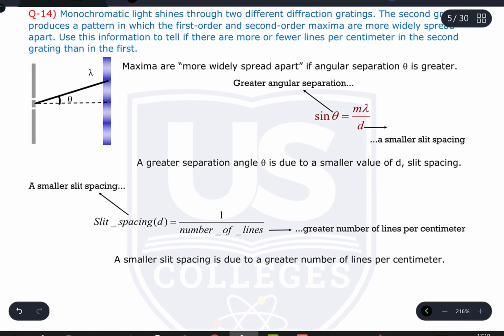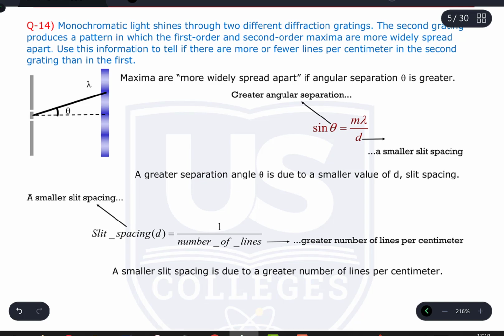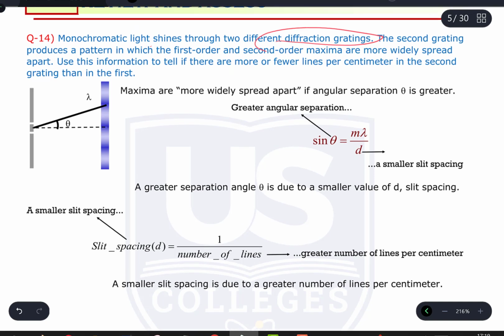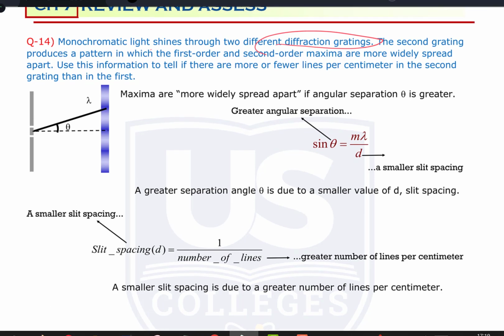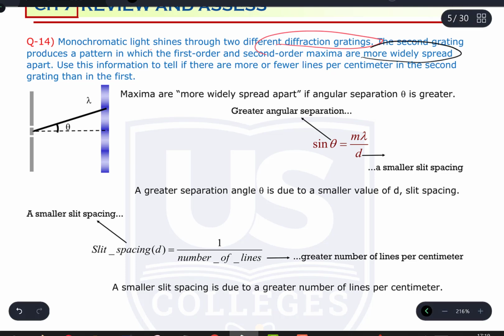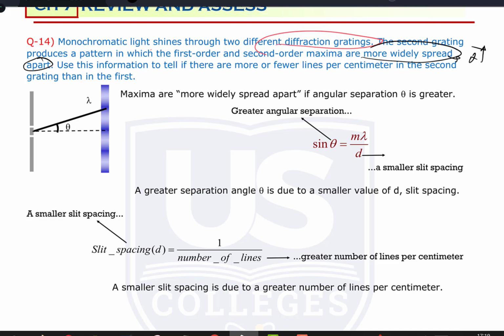Question number 14. Monochromatic light shines through two different diffraction gratings. This time the gratings are different. The second grating produces a pattern in which the first order and second order maxima are more widely spread apart, which means theta is big. Use this information to tell if there are more or fewer lines per centimeter in this second grating.